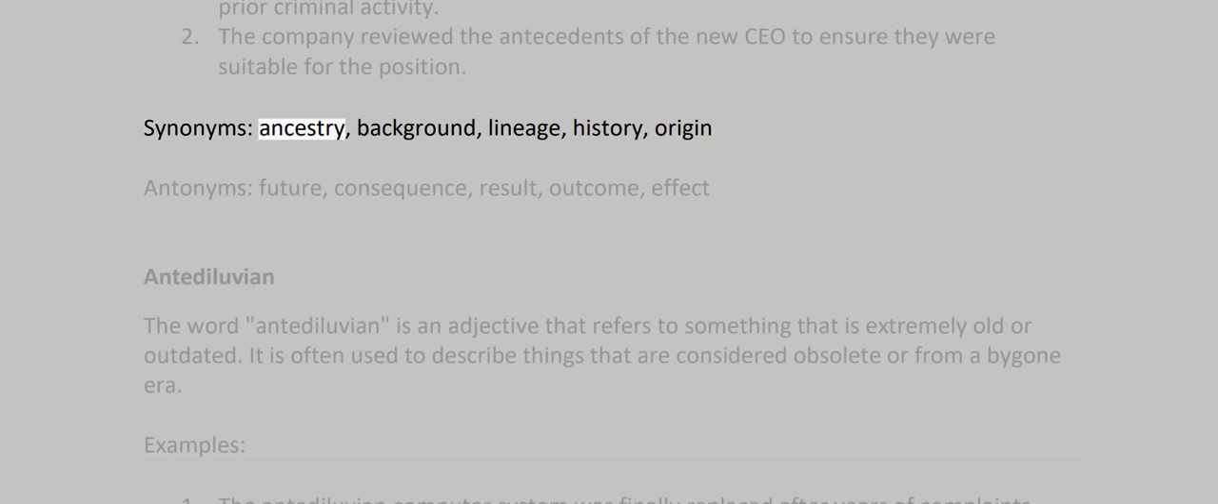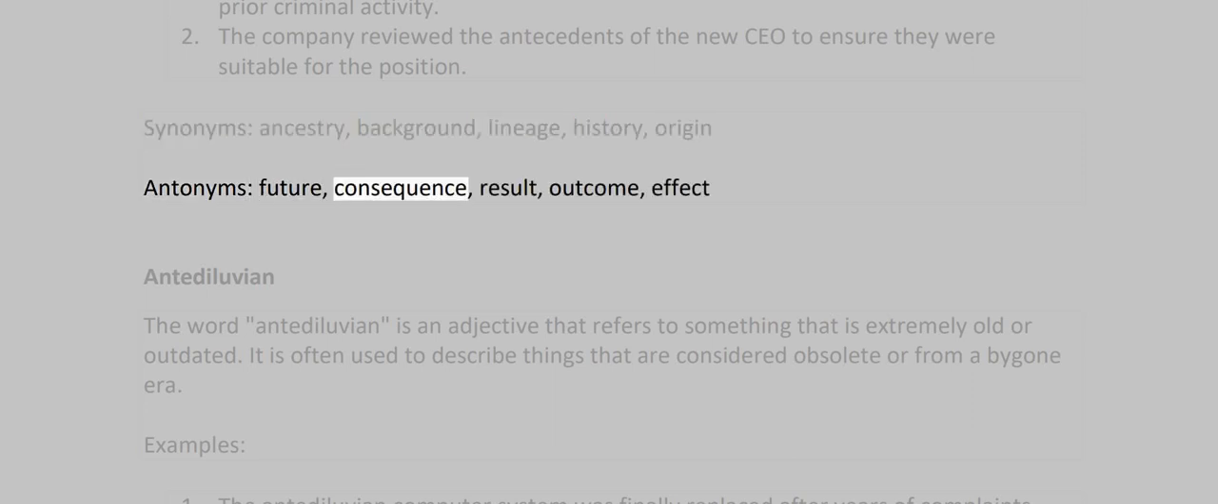Synonyms: ancestry, background, lineage, history, origin. Antonyms: future, consequence, result, outcome, effect.